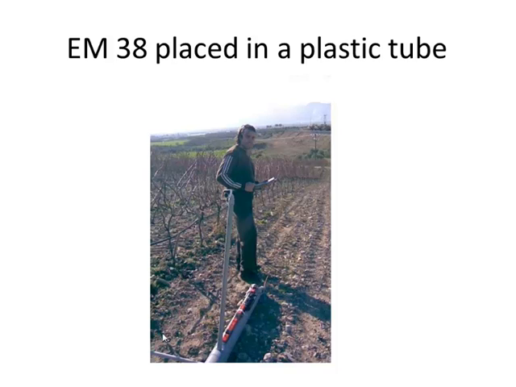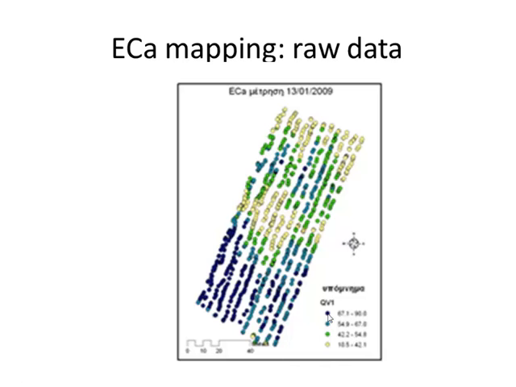This is what we did to measure electrical conductivity. We have the M38 placed on a plastic tube, and we move it around. You can see here the raw data we get from electrical conductivity. It is quite clear that one part of the field, the lower part, is receiving all the eroded soil from the upper part of the field. So it has high electrical conductivity, meaning higher clay content and greater soil depth.